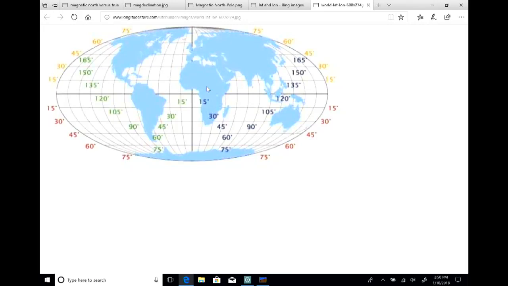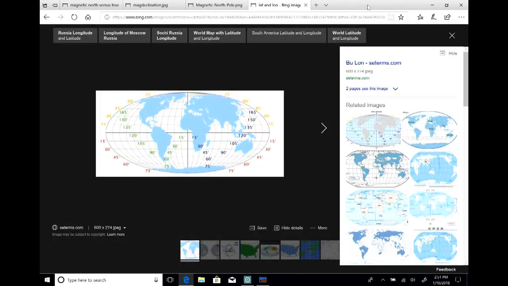So if we look here, the lines that go up and down are lines of longitude. Lines that go horizontally are lines of latitude. Lines of latitude are horizontal, longitude are up and down. Okay? Up and down, longitude, side to side, latitude. If you follow one of these lines of longitude from the equator north to its terminus, that is when you will get to the North Pole, geographic or true north.